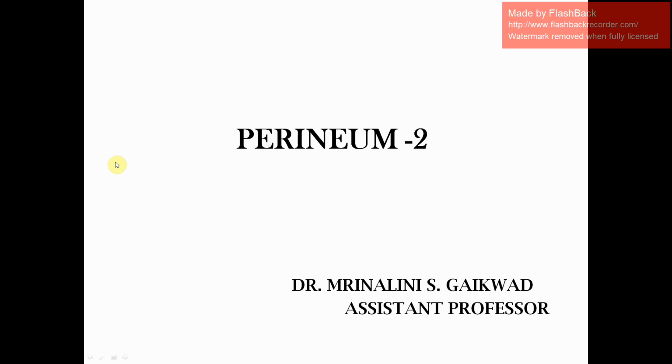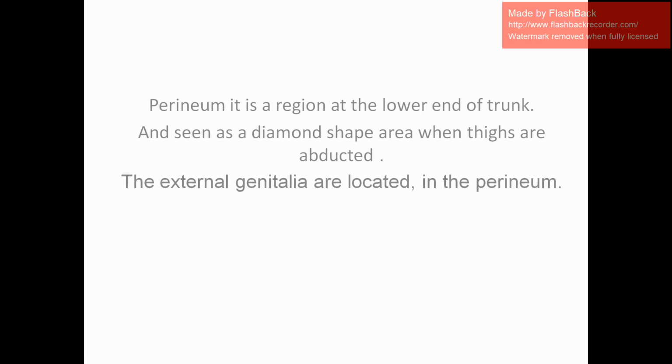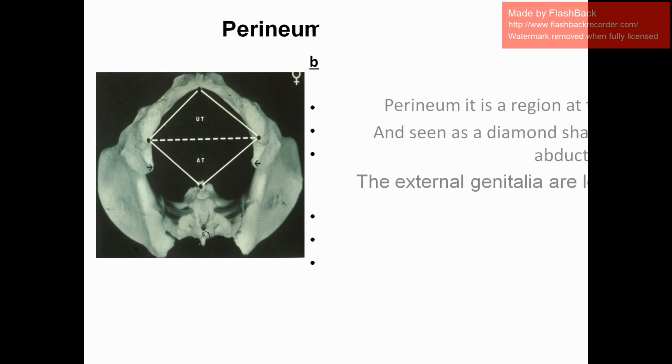In the previous lecture, we have seen perineum 1. Today, we are going to study perineum 2. So, we'll take a short revision of the perineum. Perineum is a region at the lower end of the trunk, a diamond-shaped area when thighs are abducted. The external genitalia are located in the perineum.